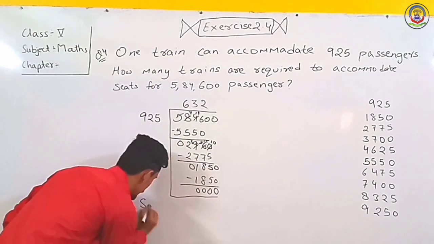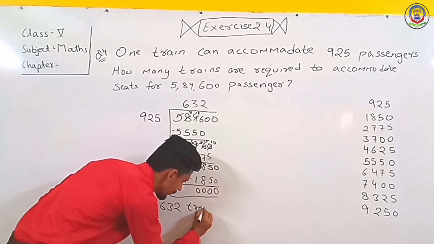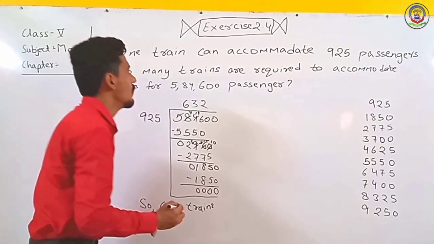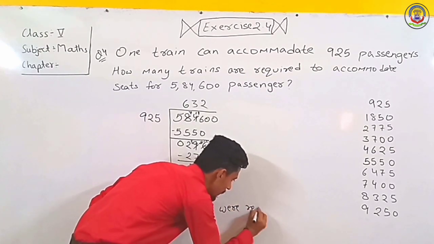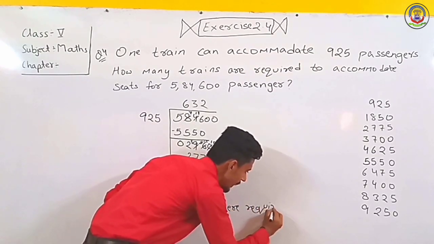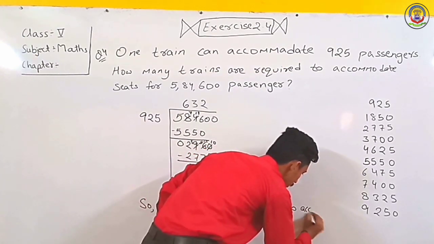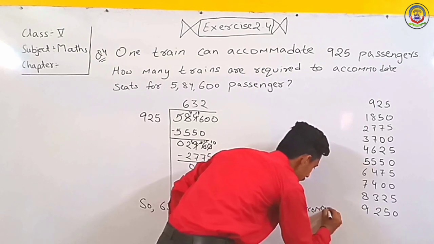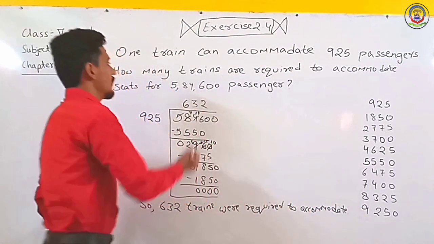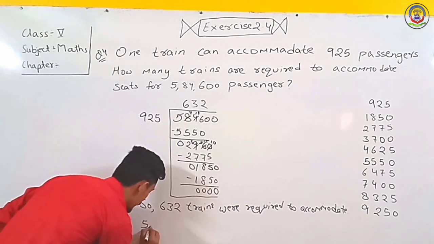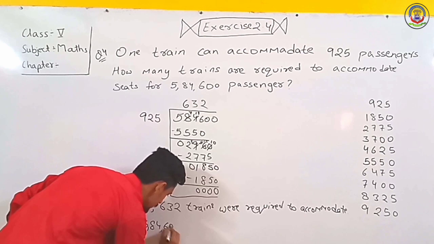So 632 trains were required to accommodate 5,84,600 passengers.